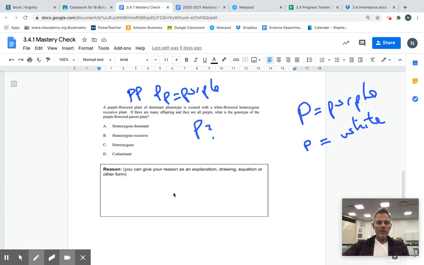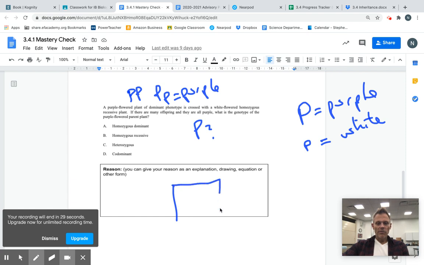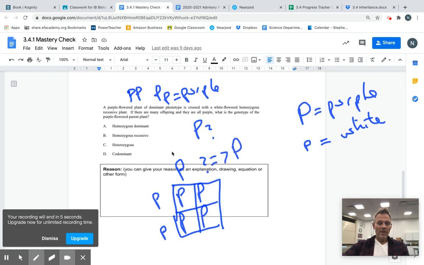So when it's crossed with a white plant, we know that the other plant is little p little p. When it's crossed, all of the plants are purple. So the only way that could happen, the only way you could get a big P in all these situations, is if this question mark was also a big P. So therefore, it had to be homozygous dominant.